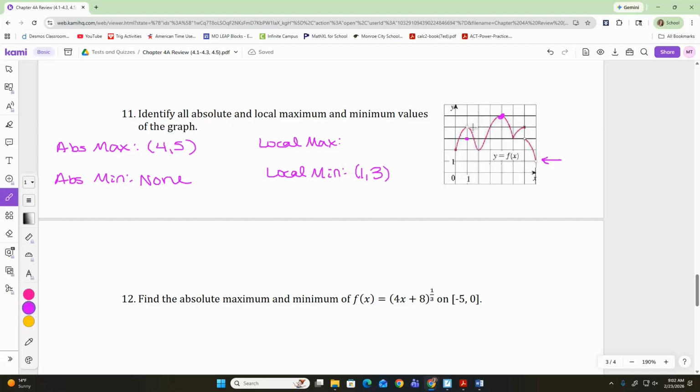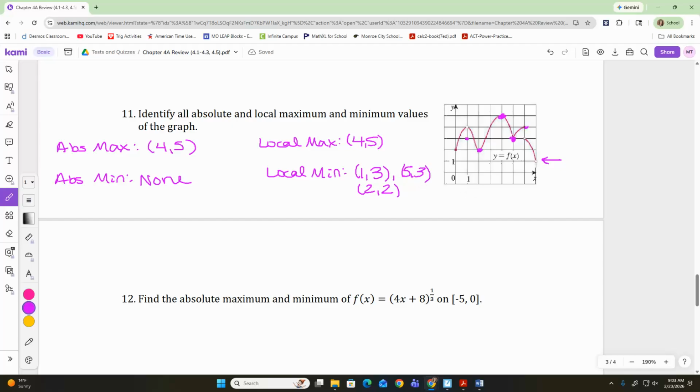Okay, if I'm traveling along right here, this point is also lower than the points on both sides. So that one is at 2, 2. This one, it was my absolute max, but it is also a local max because it's not an endpoint. So 4, 5. Okay, traveling along this one right here, it's lower than points on both the left and the right, so it would be another local min. So that's at 5, 3.